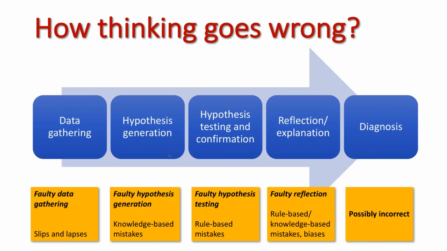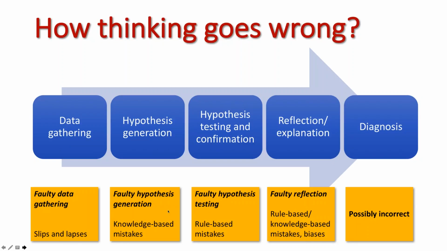So how does thinking go wrong? Thinking can go wrong at all these five or four steps of reaching a diagnosis. At the step of data gathering, there could be faulty data gathering, which means either you did not take full history or you did not do entire clinical examination. So this is like slips and lapses. You slipped up, or you lapsed in doing something.